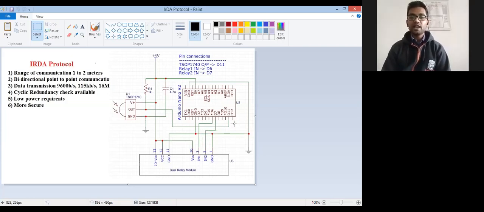So IRDA has a set of protocols covering all layers of data transfer. Generally, you must have studied in computer networks that there are 7 layers of communication protocol. So all the layers are covered by this IRDA protocol.